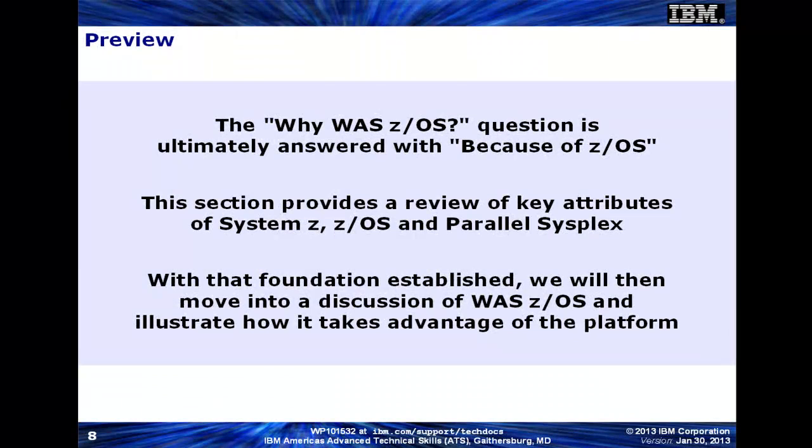The argument for WAS on zOS is built upon the premise of zOS. That's why we say that the "why WAS on zOS" question is ultimately answered with "because of zOS." The value argument for WAS on zOS would be very difficult to make without the value of zOS being established. That's what this section is about. It provides a review of the attributes of System z and zOS.